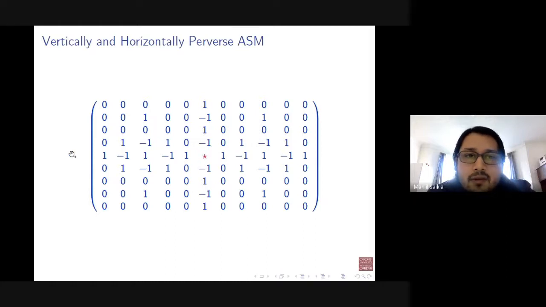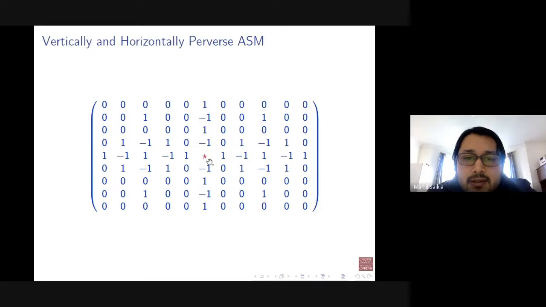So the definition for this special class of matrix is the following: all of the rows and columns except the middle row and the middle column satisfy the alternating sign matrix condition. That means entries are 1, 0, and minus 1, and the row and column sums equal 1, and the non-zero entries alternate in sign. So except the middle column and the middle row. For the middle column, again the entries can be 1 and minus 1 here. There cannot be a 0 because I'm imposing the vertically symmetric condition.